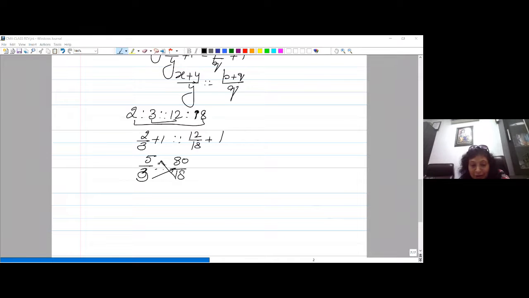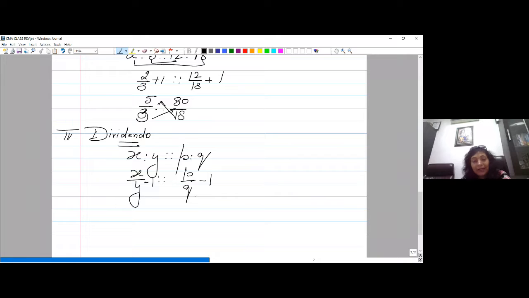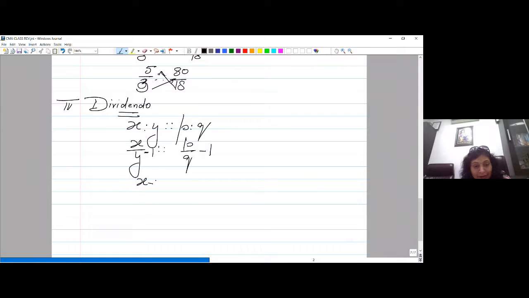So the next thing, after componendo, the next property is dividendo. What dividendo says: suppose we have been given two ratios, x is to y is in proportion to p is to q. In componendo, we added 1 on both sides. Now in dividendo, what we'll do is subtract 1 on both sides. So that means x minus y upon y is also in proportion to p minus q upon q.